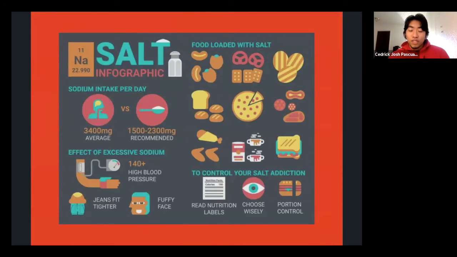Okay, to get into more specifics about the salt, not a lot of people realize how much salt you're actually supposed to get. It's only between 1,500 to 2,300 milligrams, as you can see from this. But the average amount that people take is 3,400. That's more than double the recommended amount usually.